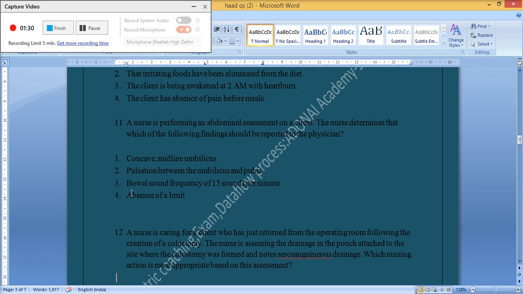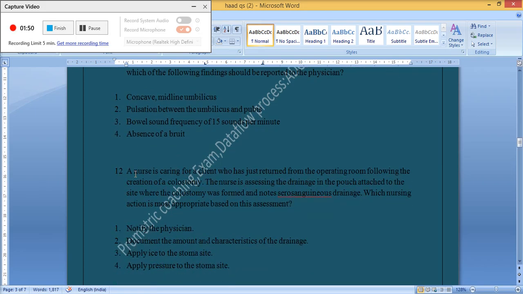1. Concave midline umbilicus. 2. Pulsation between the umbilicus and pubis. 3. Bowel sound frequency of 15 sounds per minute. 4. Absence of bruits. The correct answer is 2. Pulsation between the umbilicus and pubis.